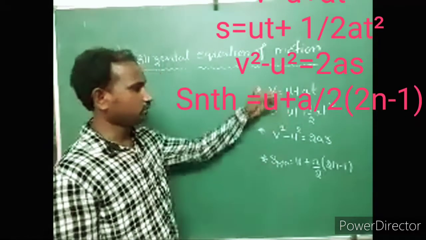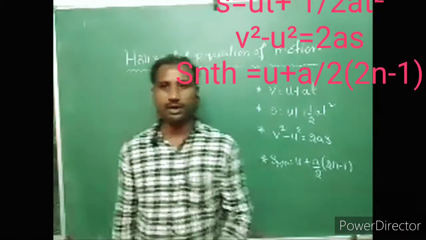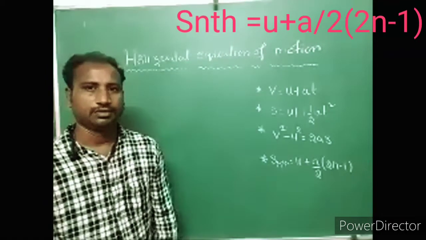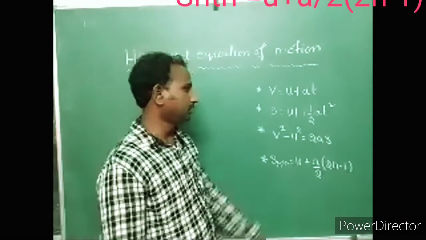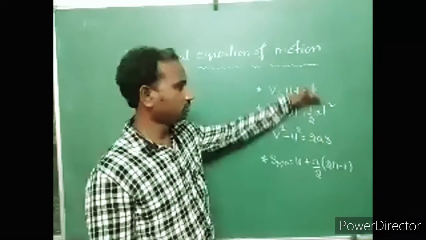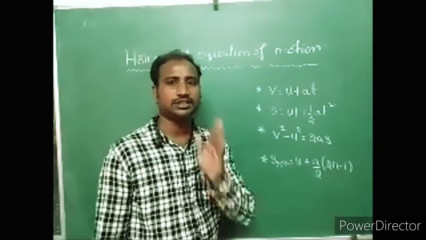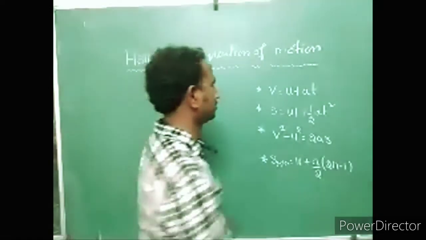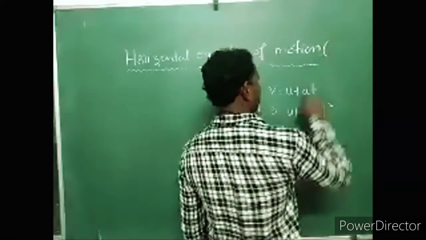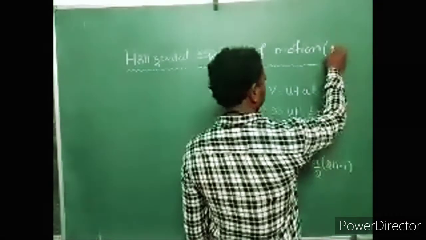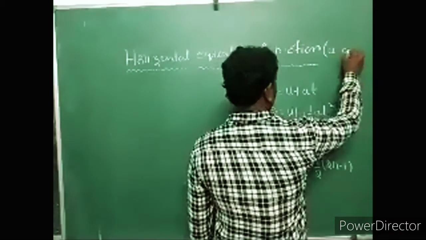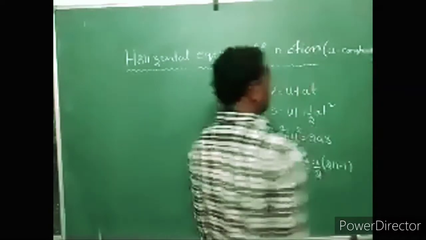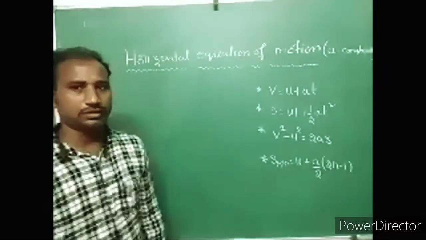In these 4 equations, we have to identify one small point. What is that small point? We have to consider acceleration is constant. Otherwise, we cannot derive these 4 equations. Acceleration equal to constant. Very, very important.